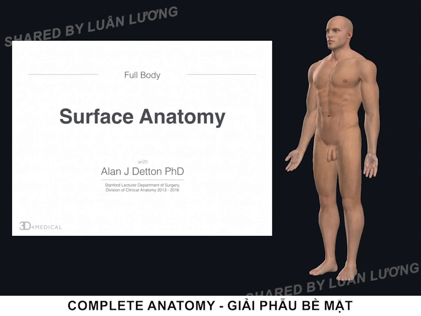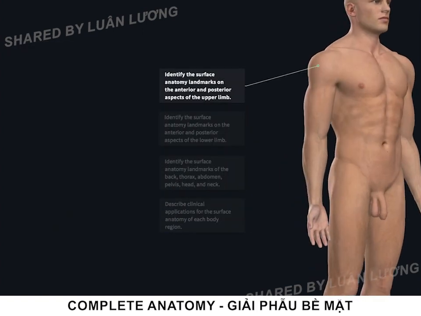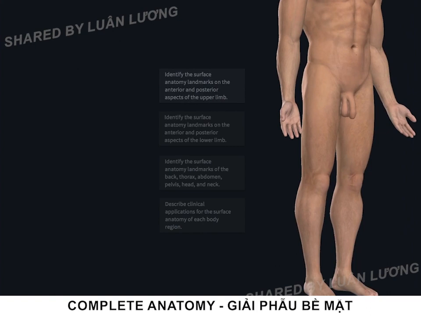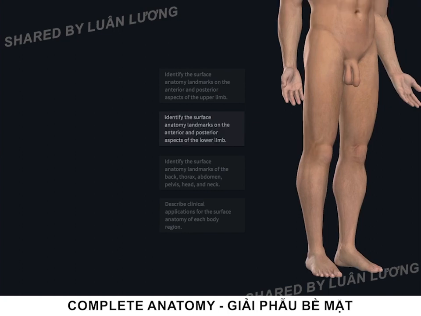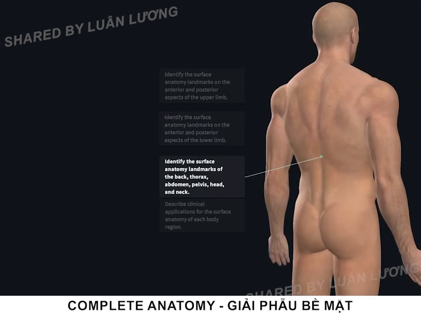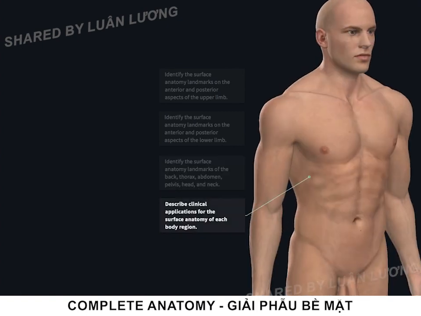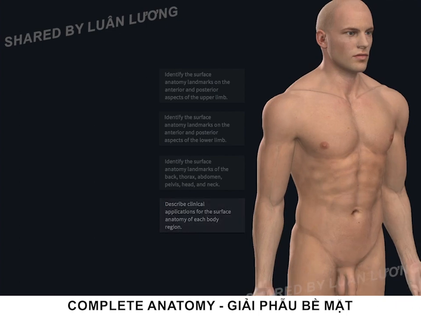In this lecture I will be going over surface anatomy. By the end of this lecture, you will be able to identify the surface anatomy landmarks on the anterior and posterior aspects of the upper limb. Identify the surface anatomy landmarks on the anterior and posterior aspects of the lower limb. Identify the surface anatomy landmarks of the back, thorax, abdomen, pelvis, head, and neck. And lastly, describe clinical applications for the surface anatomy of each body region.